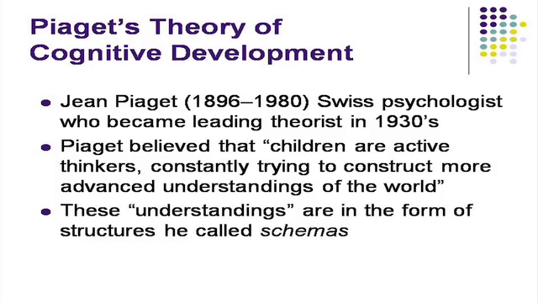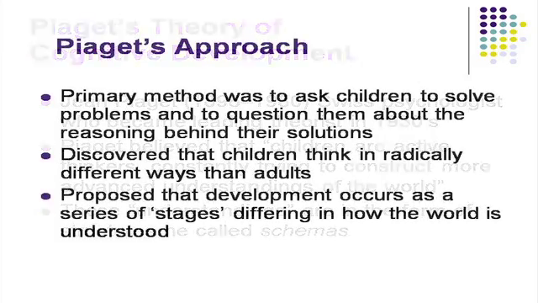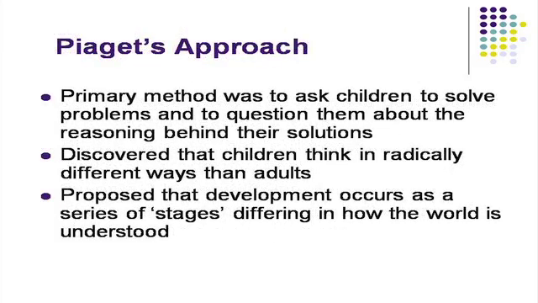And then Piaget's theory of cognitive development. Jean Piaget was a Swiss psychologist who became leading theorist in the 30s. He believed that children are active thinkers, constantly trying to construct more advanced understandings of the world. And these understandings are in the form of structures he called schemas. Remember schema from chapter 7? So his primary method was to ask children to solve problems and to question them about the reasoning behind their solutions. He discovered that children think in radically different ways than adults.